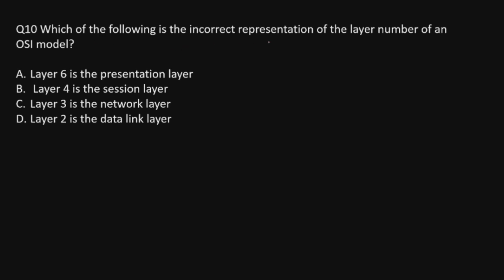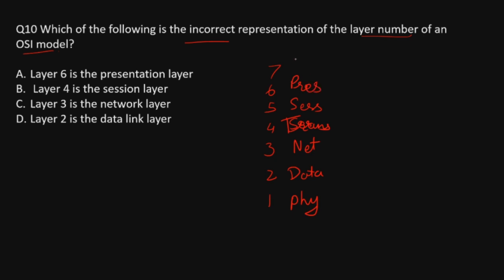Okay, so which of the following is an incorrect representation of layer number of the OSI model? The OSI model has 7 layers starting from the bottom to the top. So the bottom will be physical, then data, then network, then transport, then session, then presentation, and the last one is application. According to the options, layer 6 is the presentation layer. Yes, layer 6 is presentation, and we want the incorrect one, not the correct one. So option A is wrong. Then layer 4 is the session layer. No, layer 4 is the transport layer, and this is the correct answer.